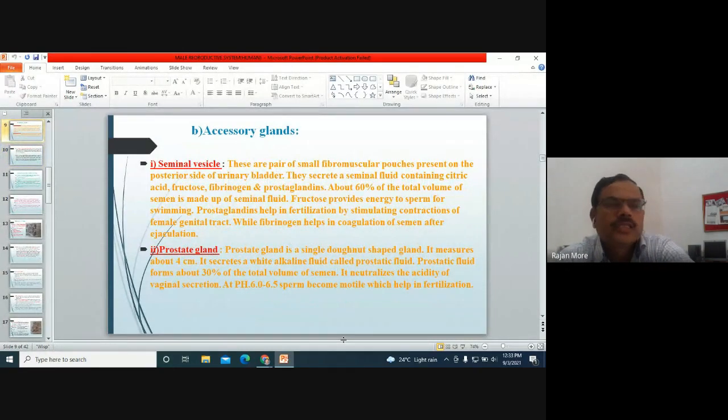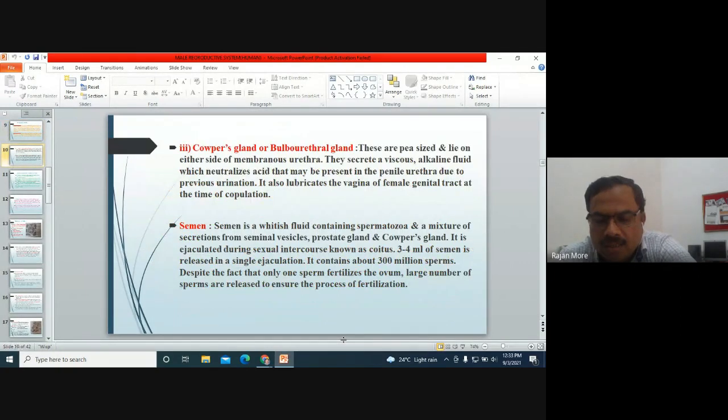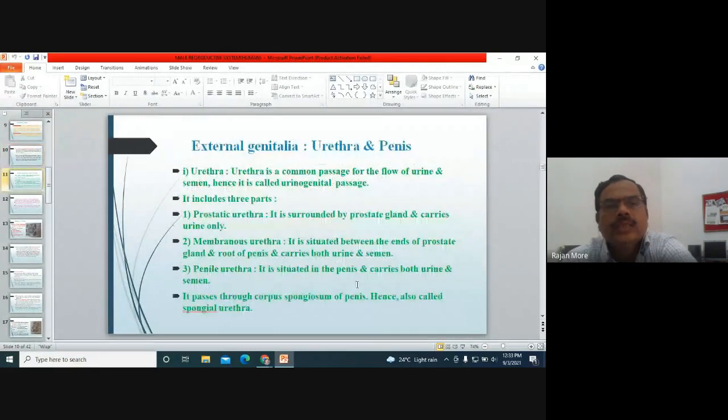Back to the accessory glands. The accessory glands, that is the seminal vesicle, prostate, and Cowper's glands, have secretions that contribute to semen formation. The semen volume is only 3 to 4 ml in a single ejaculation, which contains 300 million sperm. And you know that despite the fact that only one sperm fertilizes the ovum, a large number of sperms are released to ensure the process of fertilization.